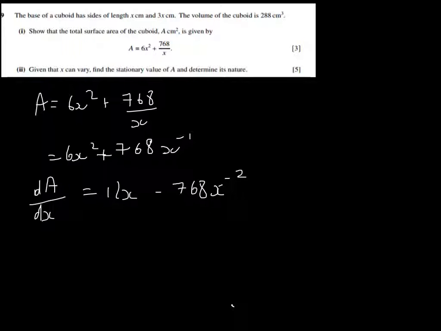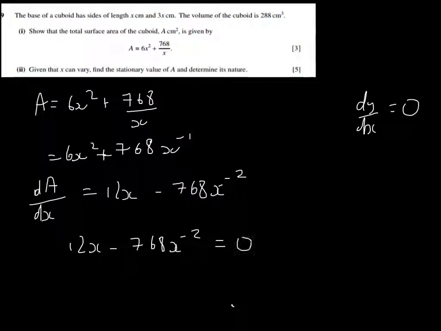To find the stationary value, we know that that's when dy dx equals 0, or in this case here it's dA dx. So let's set that equal to 0, and I think maybe if you did find this one tricky, it might just be because of that negative power. What I would recommend doing when you're solving equations is to not solve equations with negative powers or with fractional powers, is to put them back how they should look. So if I put that back how it should look, it would be like this. Like that. Which looks a little bit nicer.